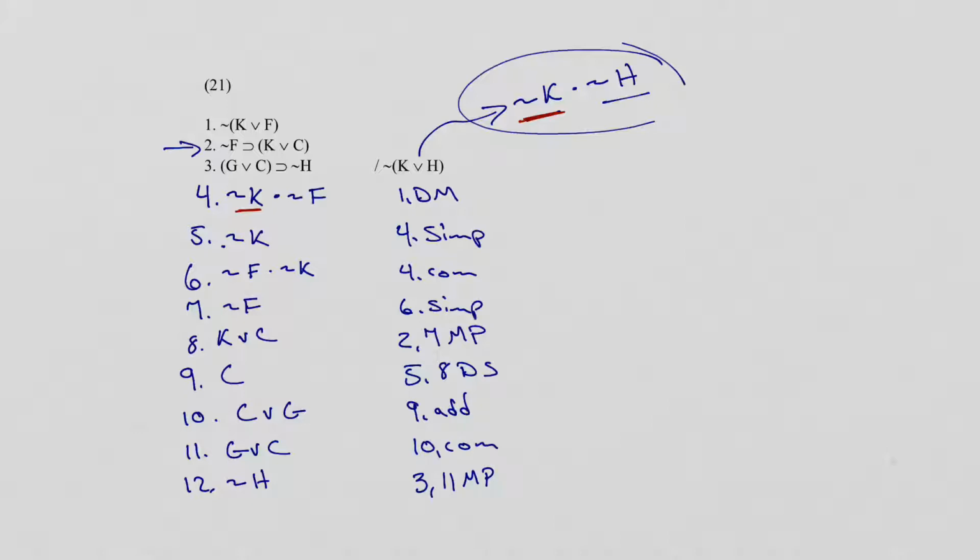Okay, now we have everything we need. We just got to put it all together. So on 13, I'm going to take the not K from line 5. I'm going to combine that with the not H from line 12. I'm going to conjunct those together. And then 14, I'm going to do De Morgan. And then I'm there.